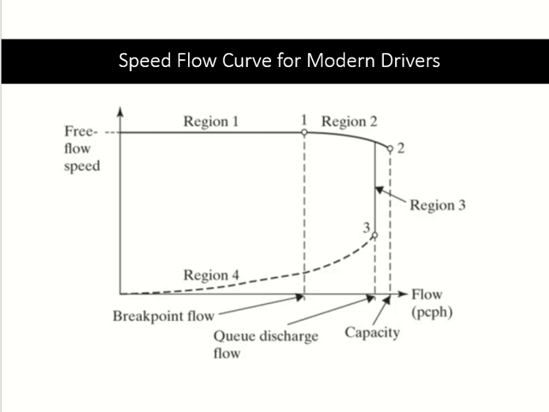Okay, now if you look at this graph, there is no region 1 here. Region 1 is showing what? A straight line. Okay, so just trust me, there is no straight line.